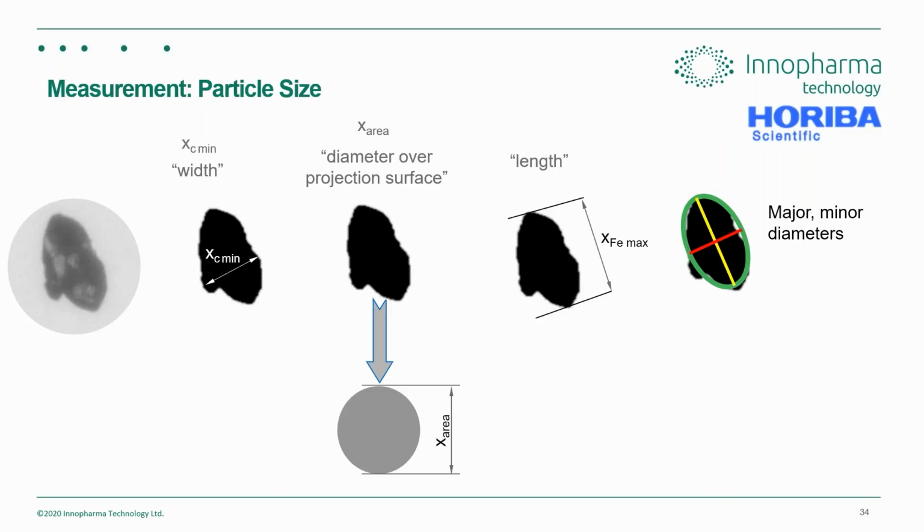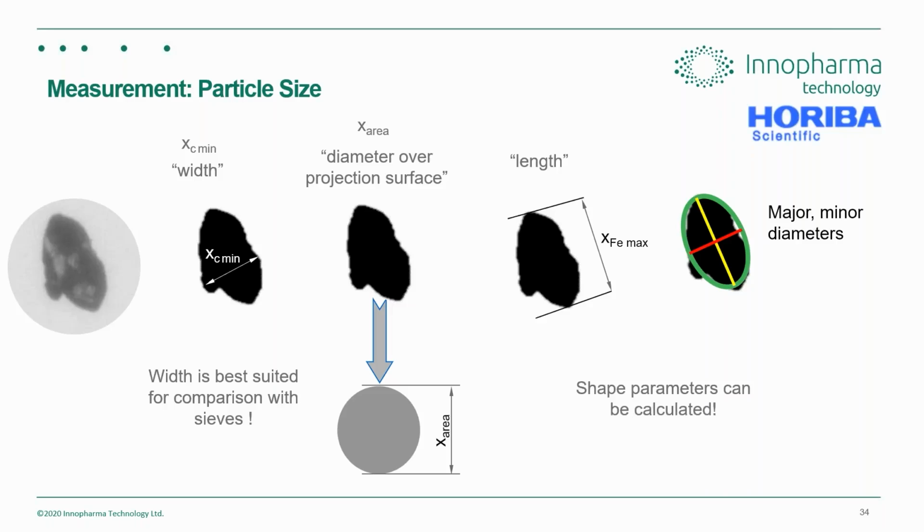X area, which is the diameter over the projected surface. What we have here is an equivalent area of the granule above it. The circle is the same area as that black granular shape. Then we also have length, which could be, let's see, XF max, and that's the maximum chord length. And then also you can take the major and minor diameters, major and minor axes, and project an ellipse around that, much like the Icon system. So I'm mentioning here that this is well suited to sieve, and shape parameters can also be calculated as well. And we'll move on to that.